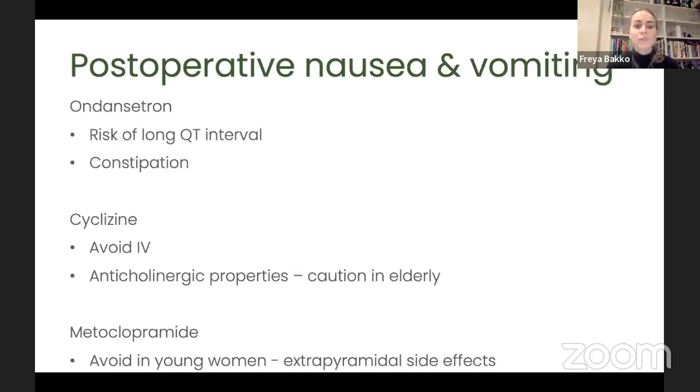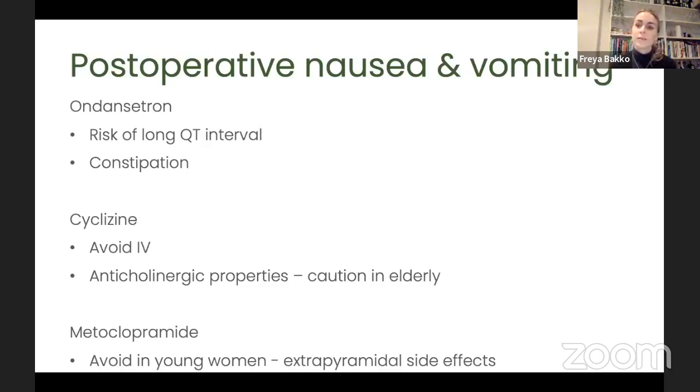Cyclizine is important to avoid IV because it can cause a high and it can cause an addiction. So always give it orally when you can. The other thing to be cautious of with cyclizine is it does have anticholinergic properties. So just administer it with caution in the elderly because it can cause urinary obstruction and retention as well.